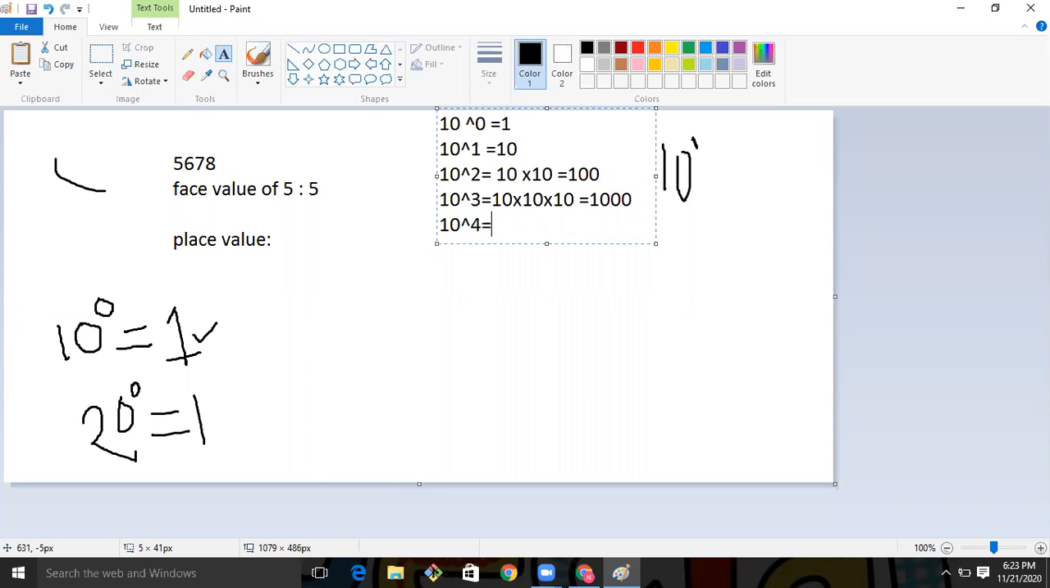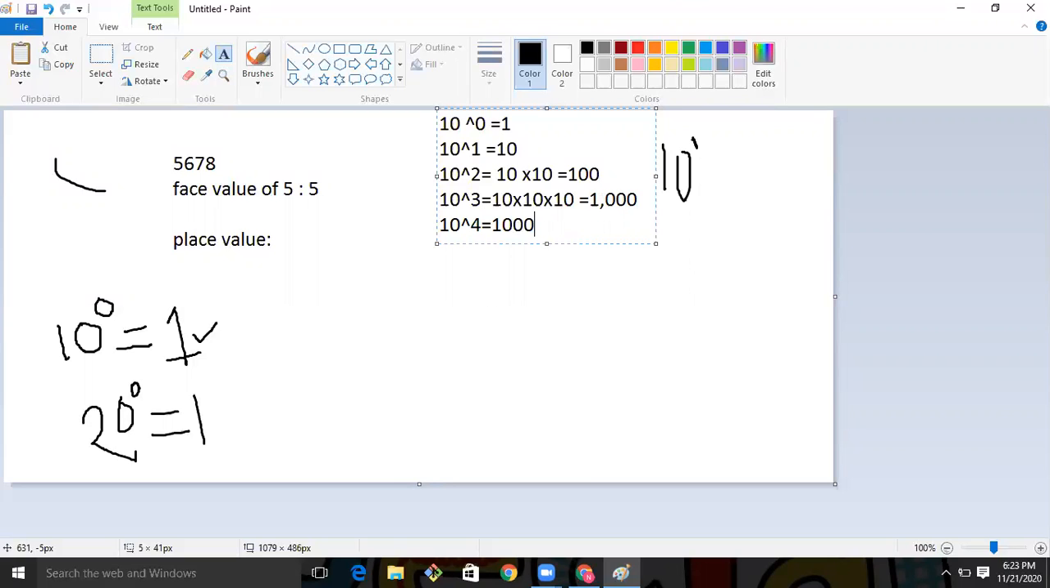So simply we have 10,000. Am I right? But how to write the 10,000? You already know we have to put the comma in the Indian system. In the Indian system, we have to put the comma after every 3 digits. That's why after 3 digits, here I am putting the comma: 1,000.